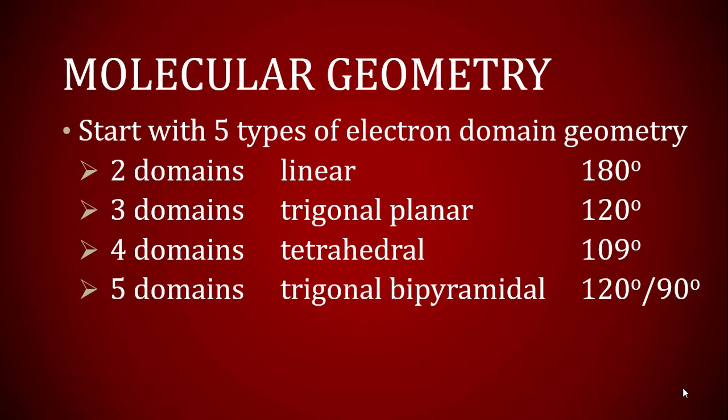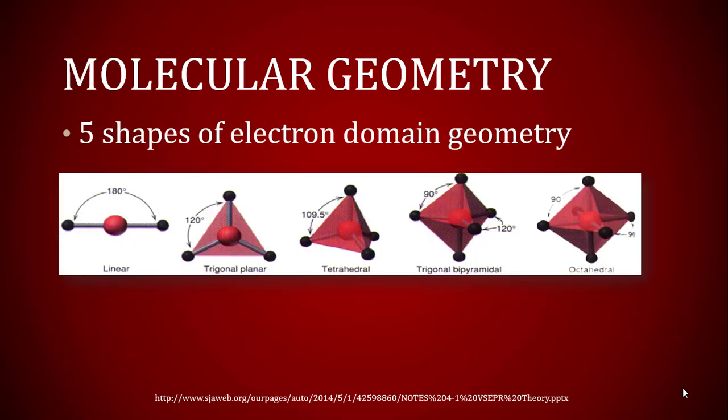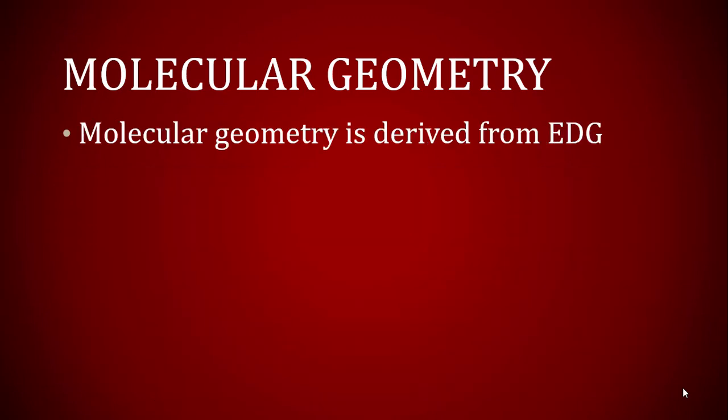5 domains is trigonal bipyramidal. The equatorial domains are 120 degrees apart. The axial are 90 degrees from the equatorial. And then 6 domains is octahedral, and all domains are 90 degrees from each other. And here is a visual representation of what they look like and why you can see they're called pyramidal or tetrahedral. Now, the molecular geometry is derived from the electron domain geometry.